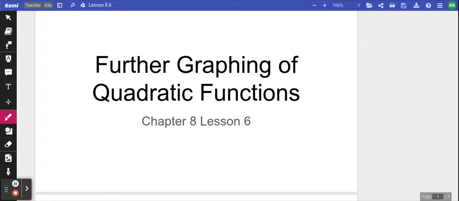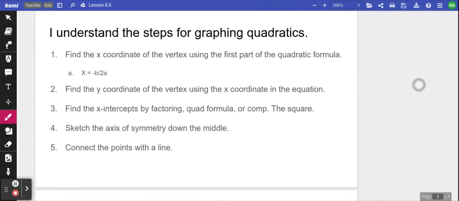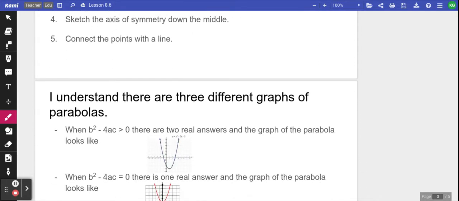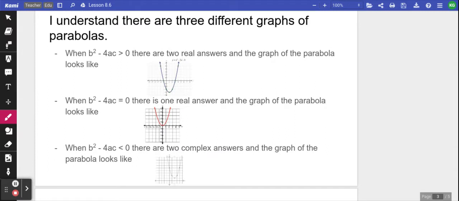Chapter 8, Lesson 6, we are going to continue graphing quadratic functions. Go ahead and pause here and put down all these notes. Go ahead and pause here and put down these notes.